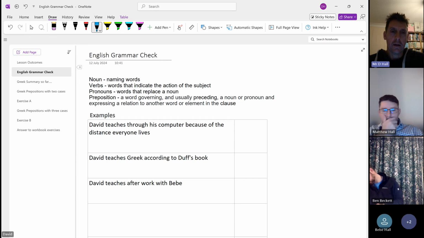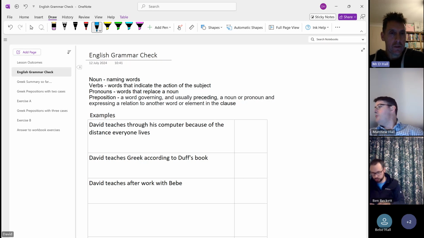And then we had a look at prepositions, which are usually little words that govern another noun or pronoun, and express a relationship from one word to another in the clause. That sounds a complicated way of saying something, but the examples I put up today will touch on some of the prepositions that we're going to look at later on.